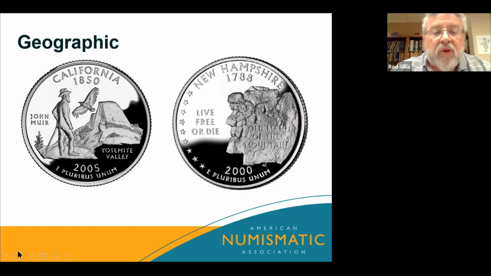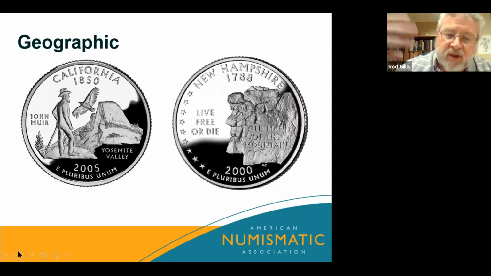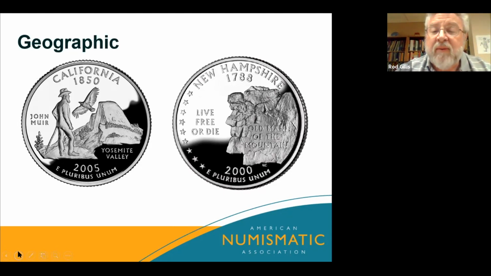Geography. You know, with the state quarters and the other state quarters that have been developed from that time, one of the huge benefits, I think, is emphasizing geography. Here we can see the California state quarter showing the state bird, which happens to be the California condor. And on the right-hand side, we see the Old Man of the Mountain that was in New Hampshire. It is no longer there.